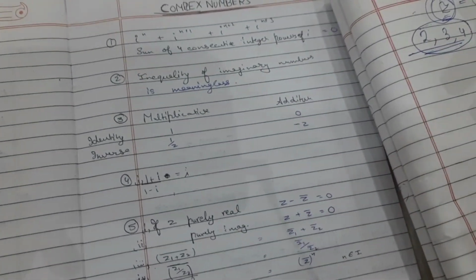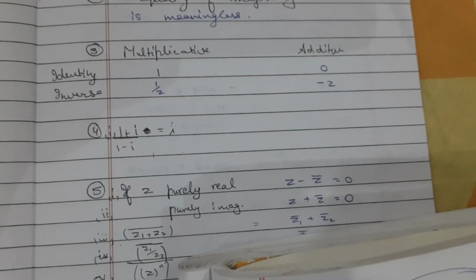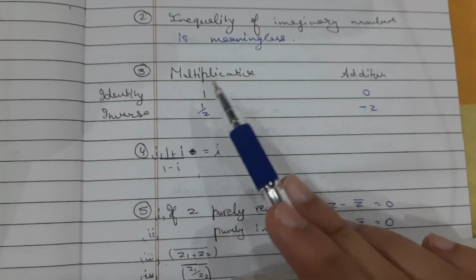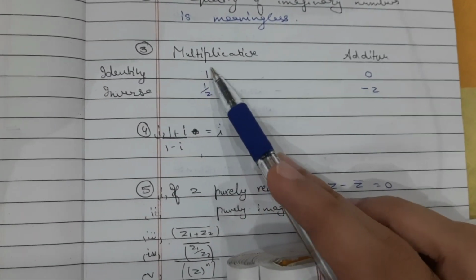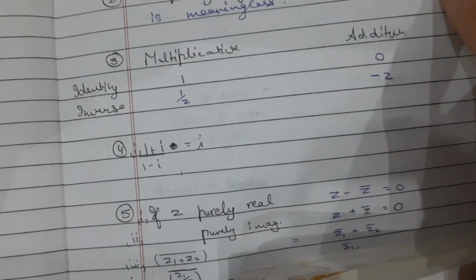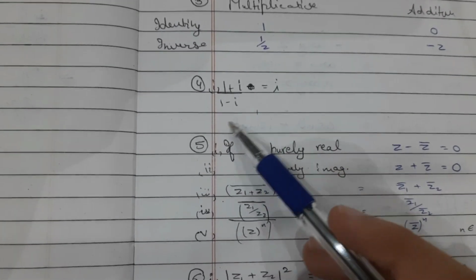So if I tell about multiplicative and additive inverse, next we have multiplicative and additive inverse. So as I've explained what is z, you can see that identity means the complex number which we need to multiply so that we get the same number, and inverse means obviously that we get 0.